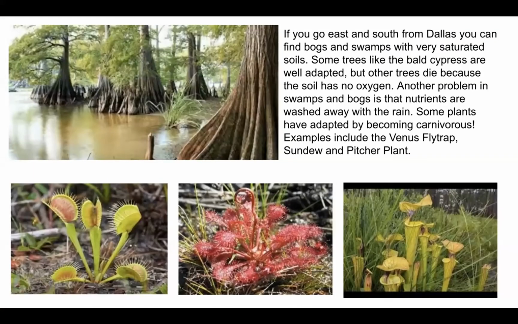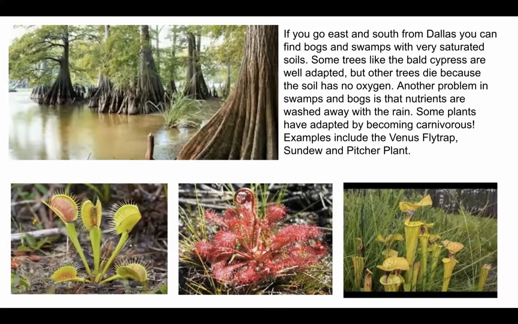If you go east and south from here, you'll find a different environment with lots of rain. You'll find bogs and swamps. And in a bog or a swamp, the soil is what we call saturated. That means it's full of water. And most plants can't live there because the soil doesn't have any oxygen in it. But some plants, like that bald cypress, are very well adapted. They grow right in the water.